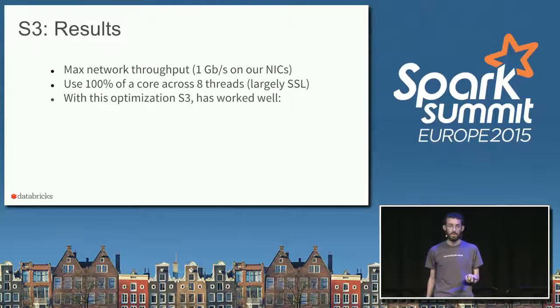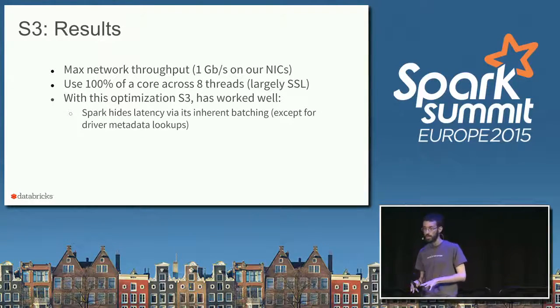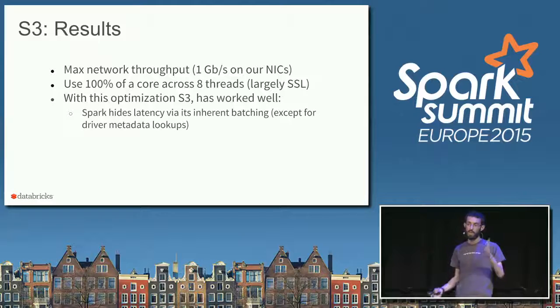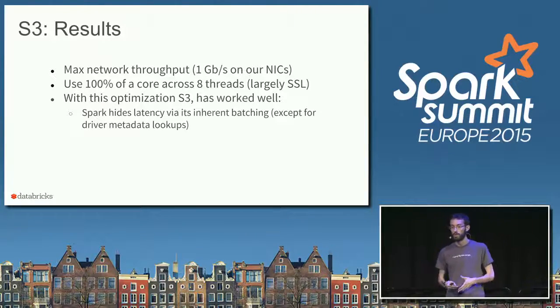So with this optimization, we found S3 to work pretty well. Spark hides the latency. One of the big problems with S3 is the latency, and Spark hides this. You don't really see 100 millisecond latency if it only happens once per task, because all the tasks are happening in parallel, and there's a lot of them. And they only maybe need to do one read, because you have like one block or something per task.